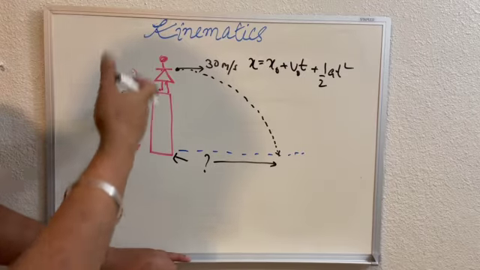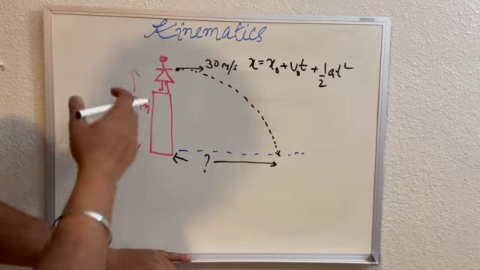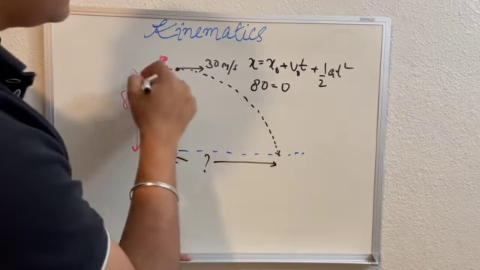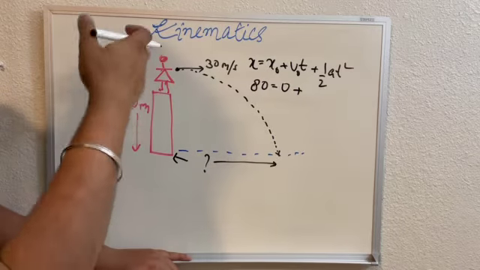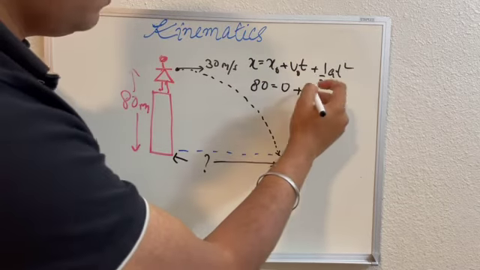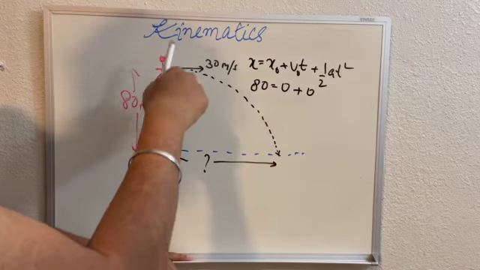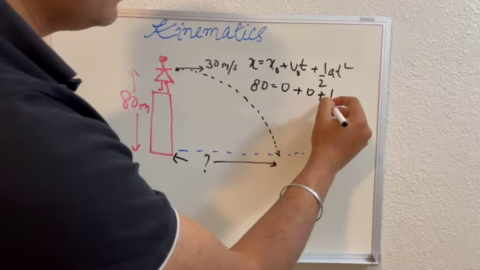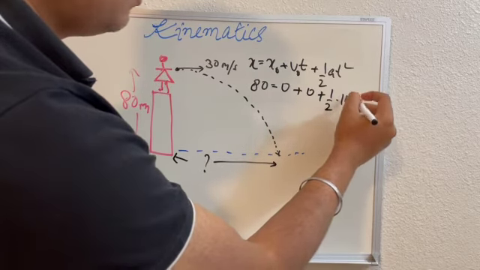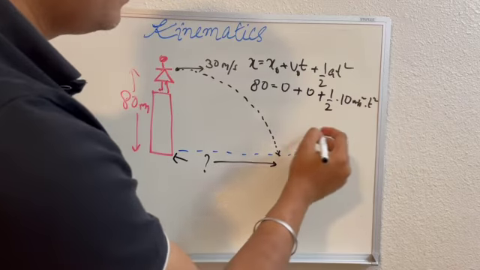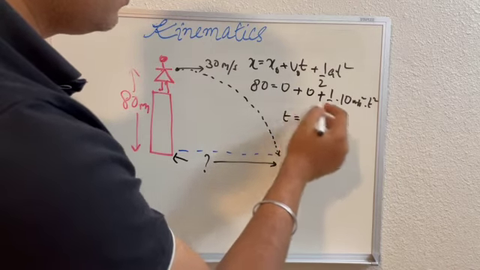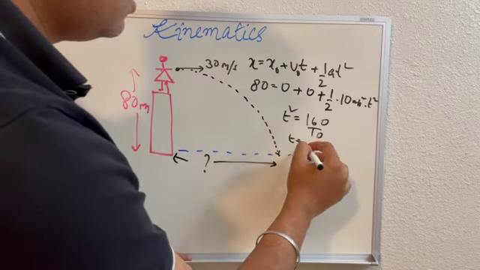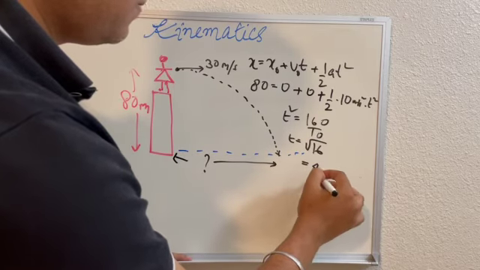Since we are talking about the vertical side, we will use x as 80. x naught is 0 because we're starting from 0. The vertical speed is 0, so anything times 0 is 0. Since the object is falling, it is subjected to positive gravity, so it is half g, which is 10 meters per second square, times t square. So t square becomes 160 by 10, so t is root of 16, that is 4 seconds.